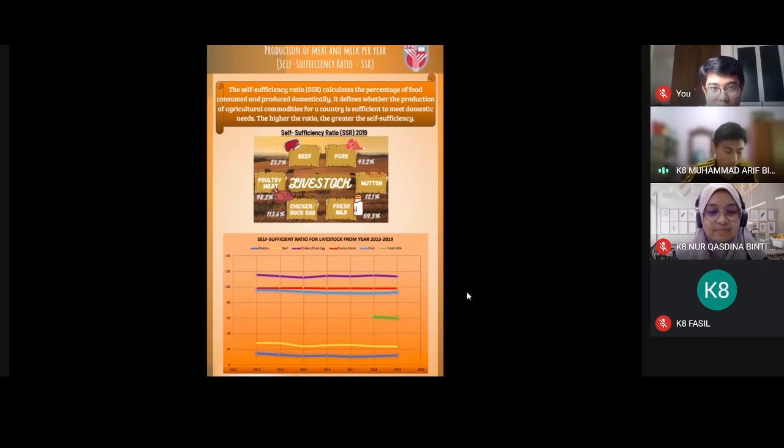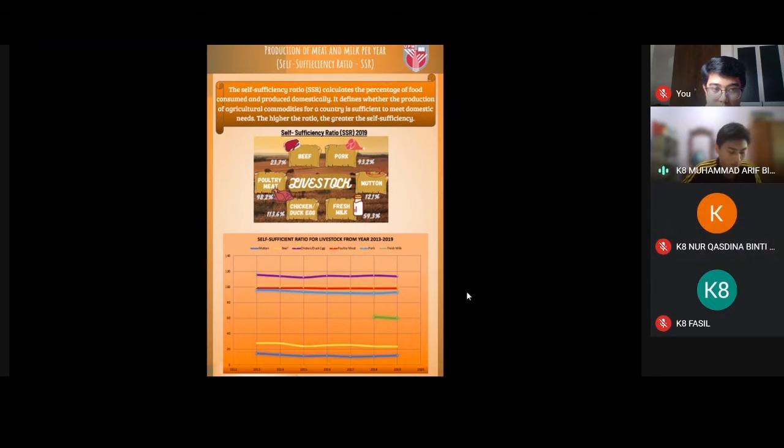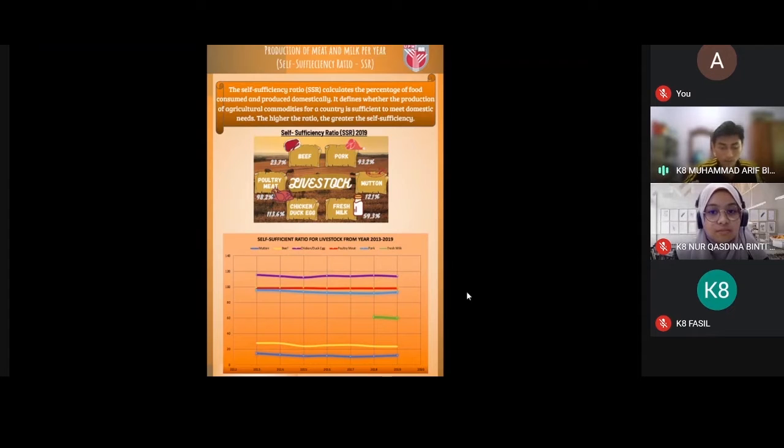Okay, I will continue the presentation. Here I will explain the SSR for chicken and duck egg first. We can see that chicken and duck egg has a 113.6% SSR, which is over 100%. We can conclude that the production is higher than the consumption. Next is poultry meat. Poultry meat here is 98.2%, nearly 100%. So we can conclude that we consume more than we produce.